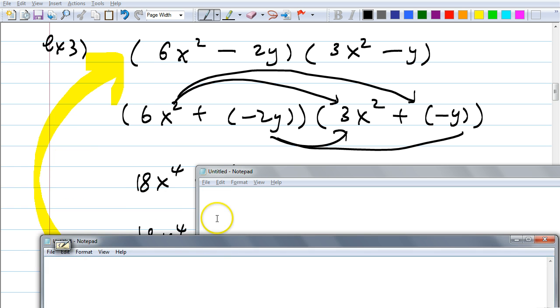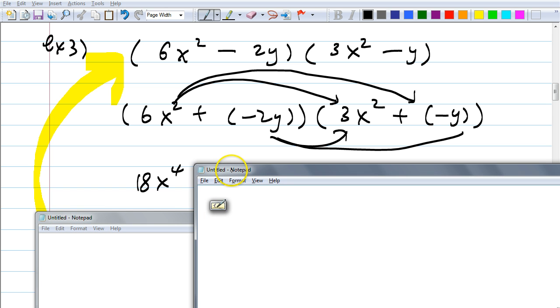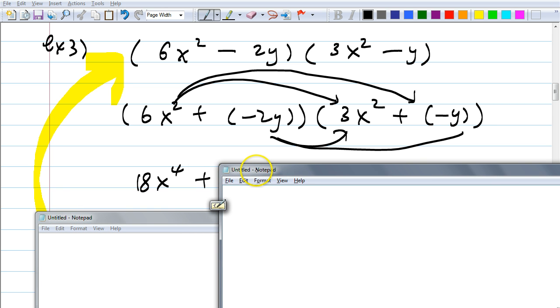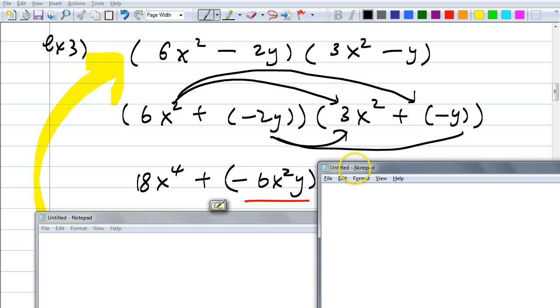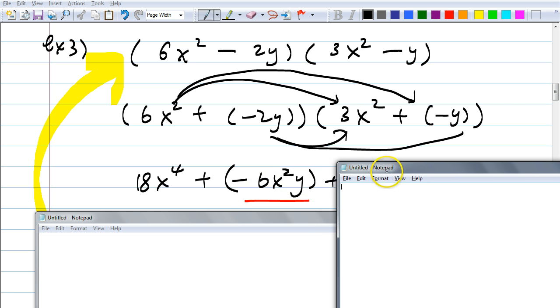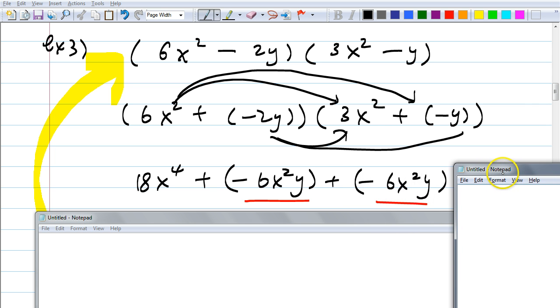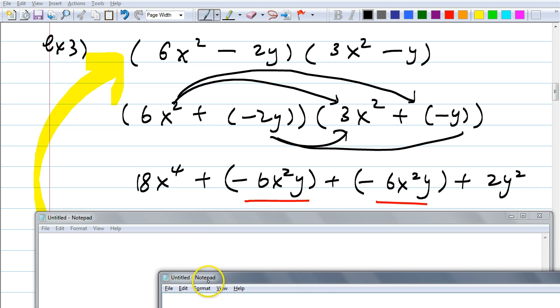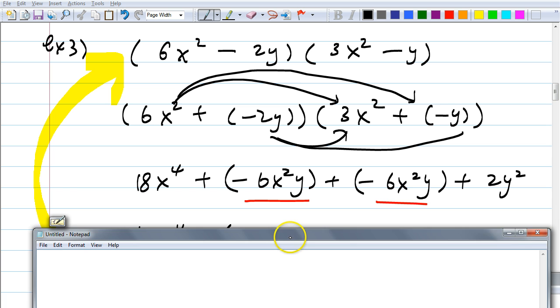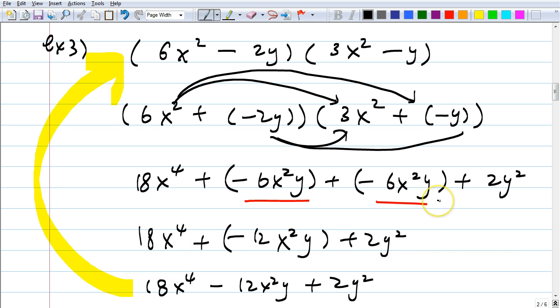I changed everything to addition. So what operation is going to be between each of these terms? Plus. Plus what? Negative 12x squared. Oh, you actually did everything? Let's just do it together. Don't we get negative 6x squared y first? Then plus negative 6x squared. Good. Plus 2y squared, plus because it's negative times negative, plus 2xy squared. And Viviana, you're right. What do we get at the end? We get 18x to the 4th minus 12x squared y plus 2y squared.